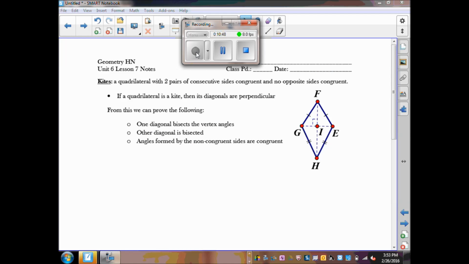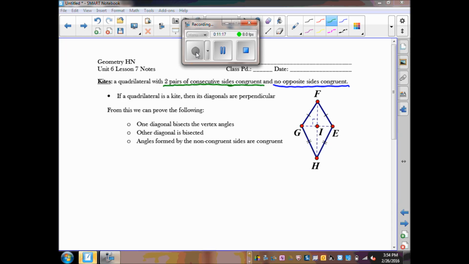Okay, so let's take a look at the back side where we talk about kites. Again, we talked about this in Stinger, but let's go through some more, and I'm actually going to show you how we know those other properties to be true. So again, let's take a look at the definition of kites. Reminder, this is not a parallelogram. A kite is a quadrilateral with 2 pairs of consecutive sides congruent and no opposite sides congruent.